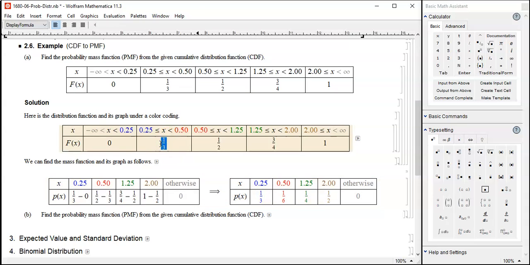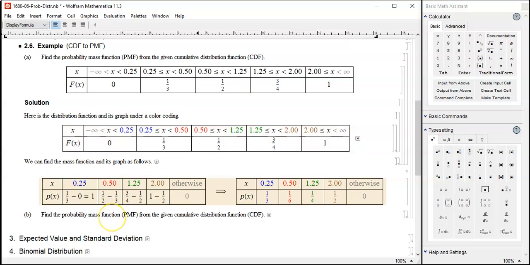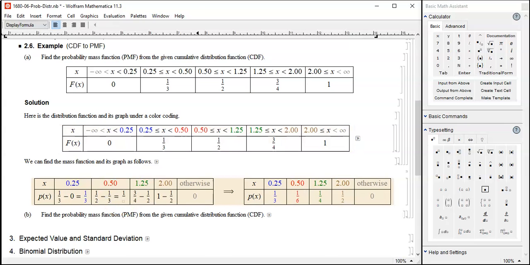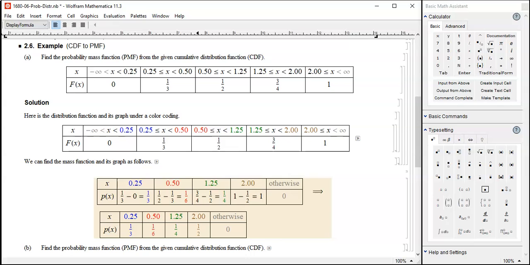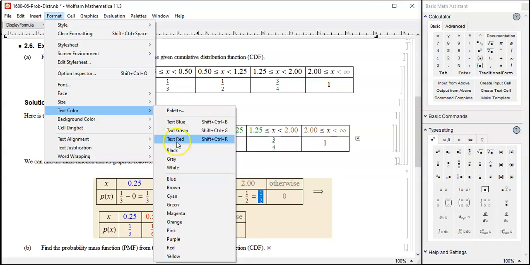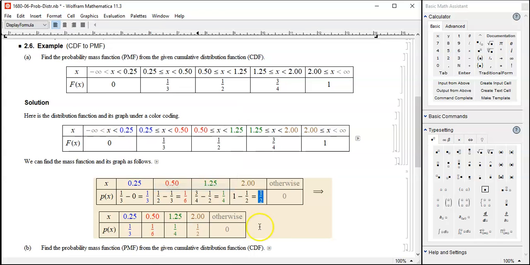So this is accumulation. In order to get what was just added, we go backward and subtract. And that's the probability that you're looking for. And accumulation, we go backward, subtract. That's 1/6. That's a probability. And then we subtract 1/4. Okay, that's a probability mass. And then finally subtract. And that's a probability mass.